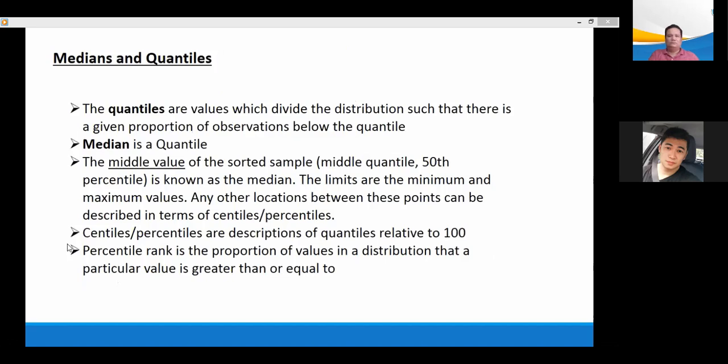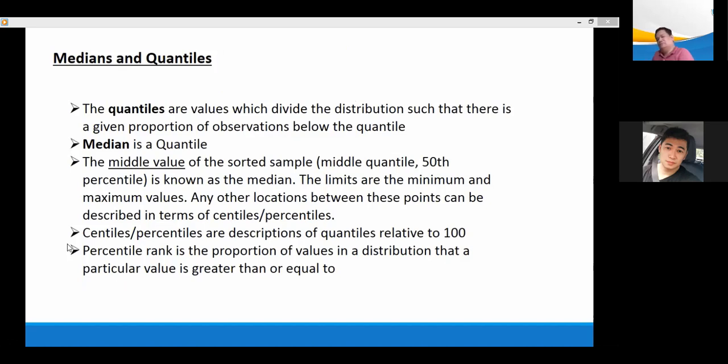Medians and quantiles. We often want to summarize a frequency distribution in a few numbers for ease of reporting or comparison. The most direct method is to use quantiles. Quantiles are values which divide the distribution such that there is a given proportion of observations below the quantile. For example, the median is a quantile.